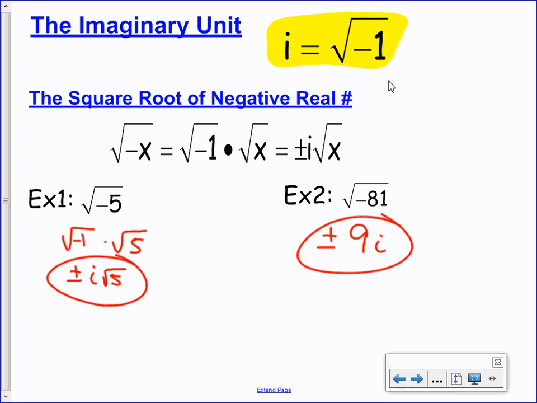9i, usually put the number and then the letter next. All right. This is how we get to i squared.